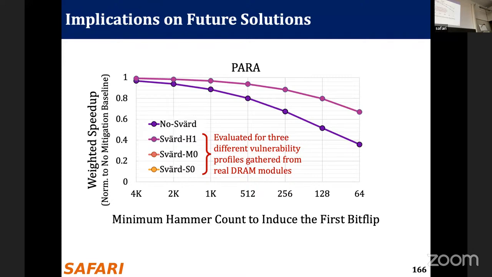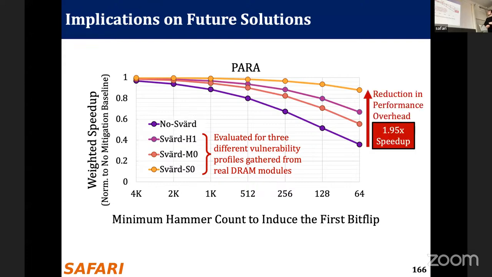So this is for H1, which has arguably, well, let me draw all of them actually. So first, SWERD reduces PARA's performance overheads by allowing it to apply a dynamic HC first, a dynamic RowHammer threshold for every row. That means you will do preventive refresh operations less frequently, or as frequently as needed, if you think about it.